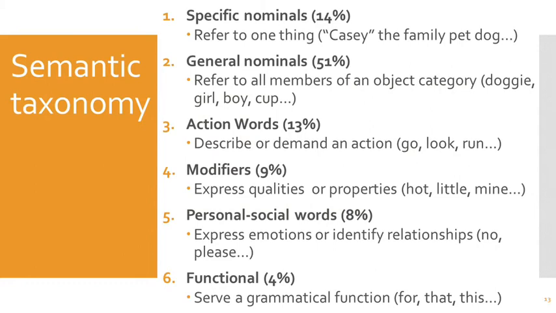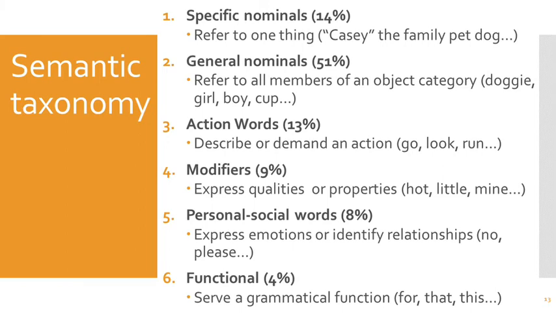Knowing semantic taxonomy is useful for the teachers of young children. Early vocabulary words are predominantly nominal, such as specific nominals and general nominals. Specific nominals refer to one thing. So for instance, Casey, the family pet dog, is a specific nominal. General nominals refer to all members of an object category, such as dog, girl, boy, cup.